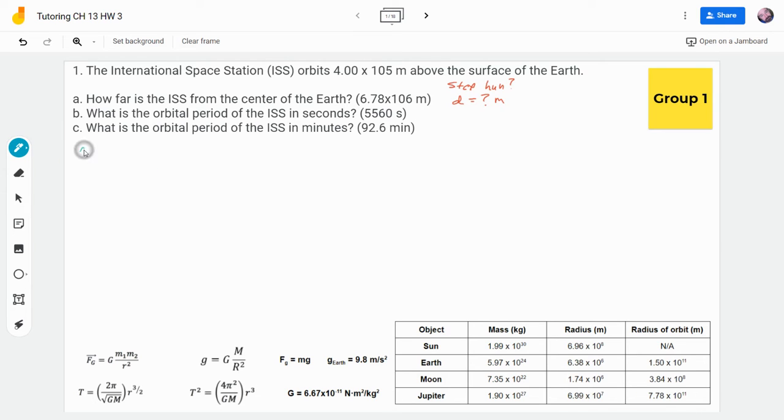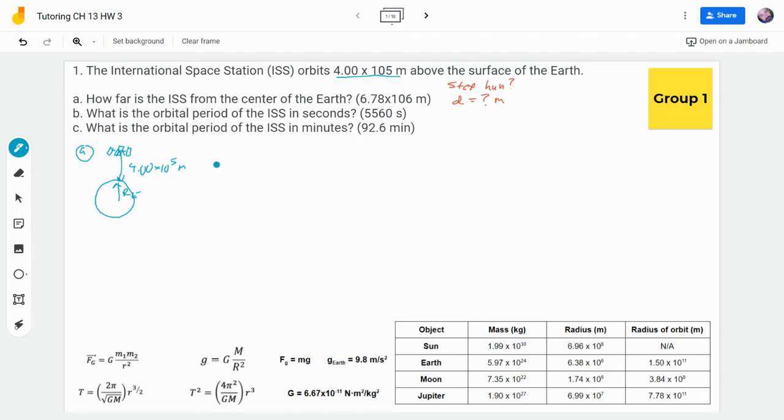Just a simple sketch. So what we're saying is the ISS is this far above the surface of the Earth. So if that's the Earth, the ISS, this is me drawing a little satellite here. What I'm saying is this distance is 4.00 times 10 to the fifth meters. So how far is the ISS from the center of the Earth? Well, it's that distance plus the radius of the Earth. So this is not to scale here.